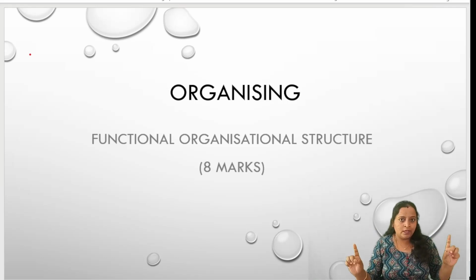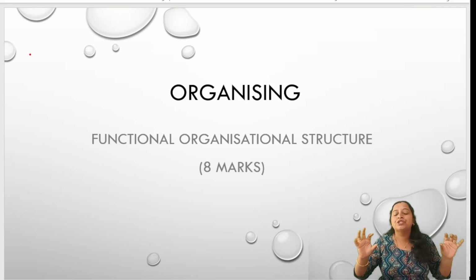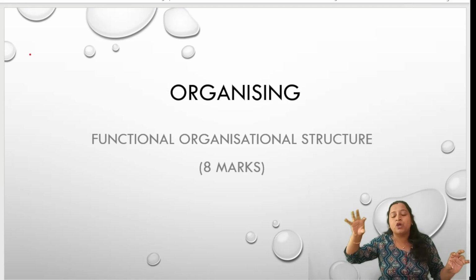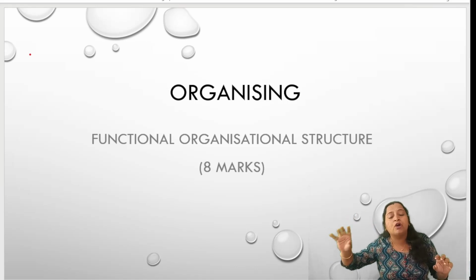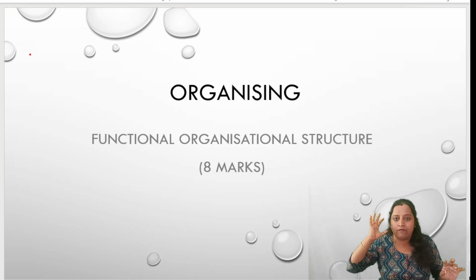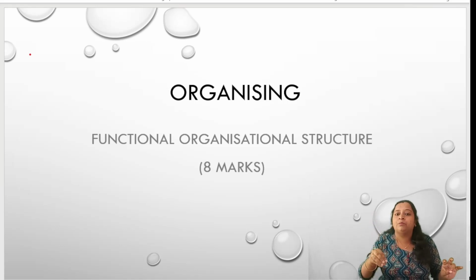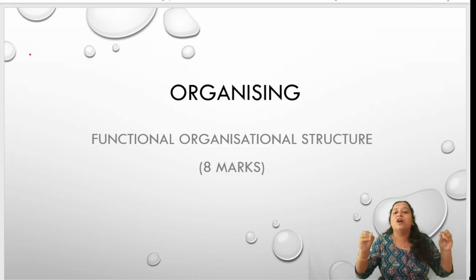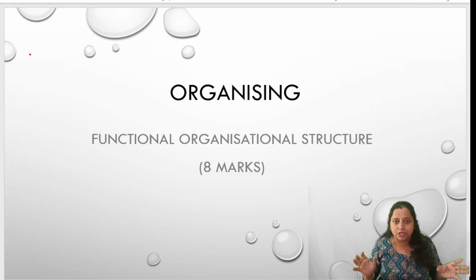Hope you people got an idea. It is very simple. Functional organization structure, in the sense, we are going to group the jobs or group the activities depending upon the functions they are performing. So that particular department will do those related activities only. That is called functional organizational structure.